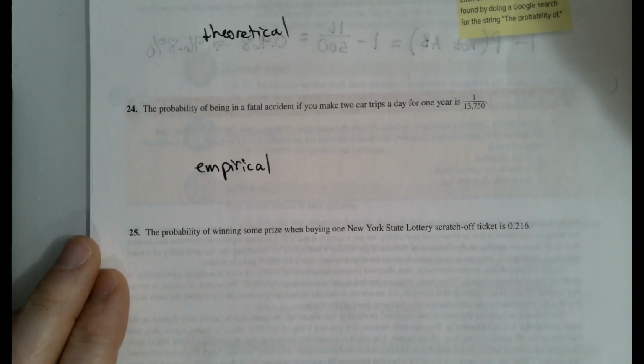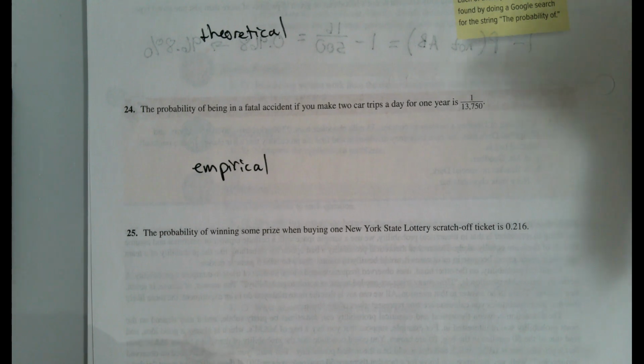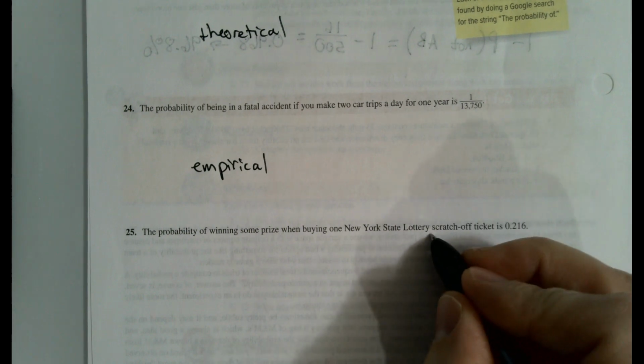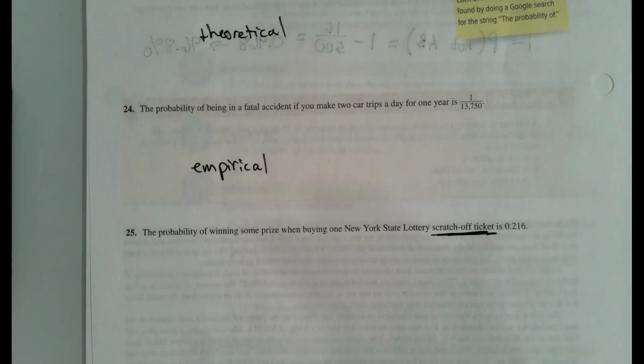The probability of winning some prize when buying one New York State Lottery scratch-off ticket is this. Ooh, this is a tricky one. Because scratch-off tickets, like, things are randomly printed on them. And I don't know that we know all of the possible outcomes on a scratch-off ticket. It's different if you're, like, selecting numbers. Like a pick 3 or pick 6, because we know all the number calculations and we can calculate easily the probability of a number being drawn. But scratch offs, someone's printed all these tickets.